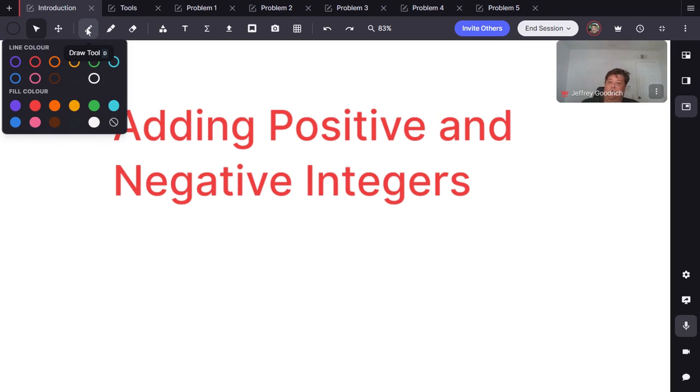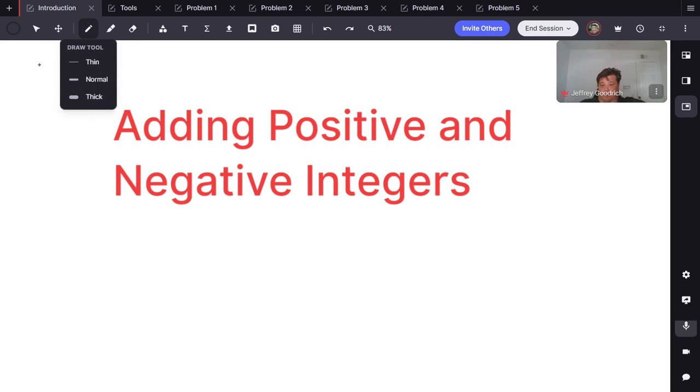Hey guys, today we're going to be adding positive and negative integers. Integers pretty much means that there's no fractions involved. It could be negative and positive. It could be zero, but just no decimals or fractions or anything like that.